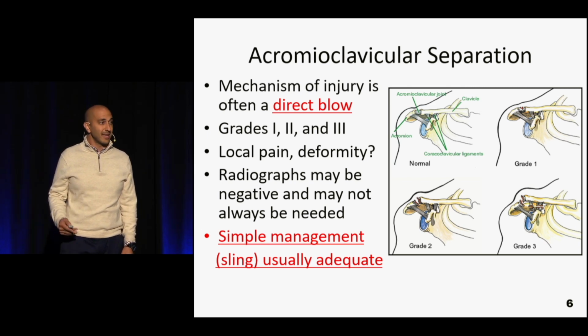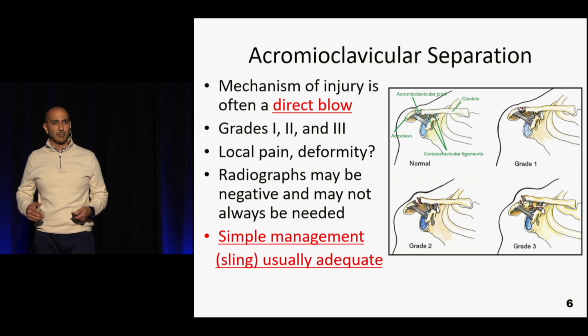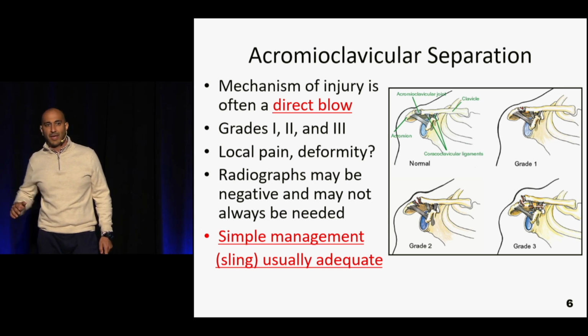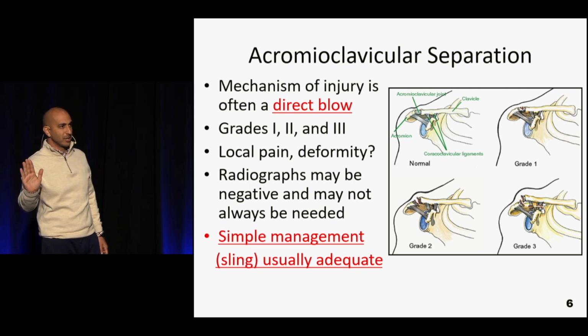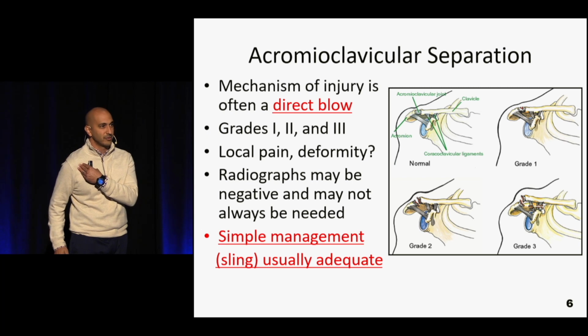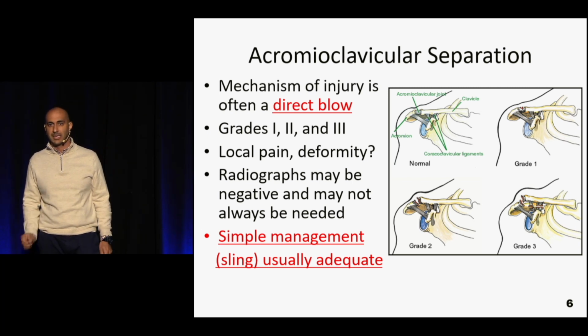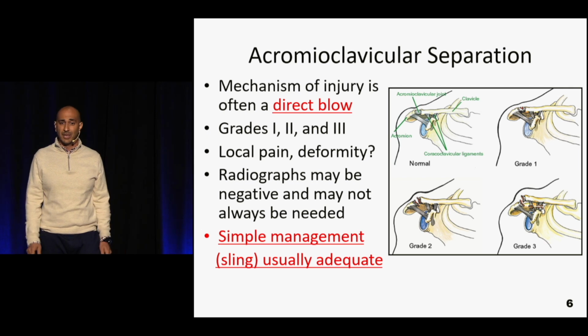AC separations, you guys have probably all seen these, tend to occur in people that fall off a bike or fall off one of these Lime scooters where people are getting injured all the time. They just didn't have time to get that hand out. They otherwise would have had a FOOSH, but instead you get a direct blow to the AC joint, and that can pop your AC joint out of place, where the acromion articulates with the clavicle.